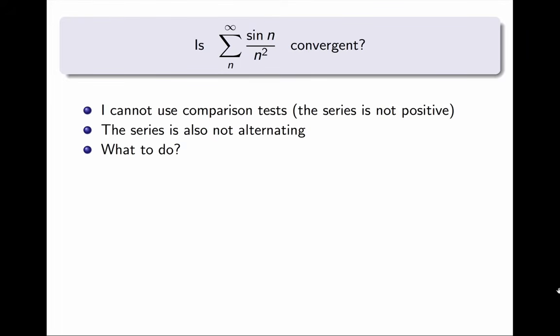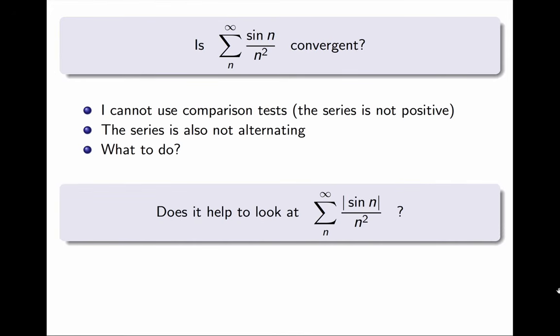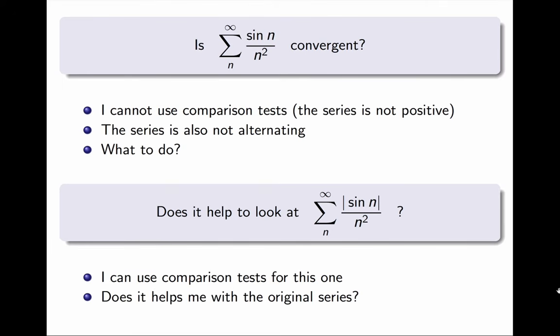What can I do? Would it help to first look at the same series but with absolute values? Maybe there is a relation between them. This second new series is positive, so at least I can use comparison test on it. But will it help me answer the original question?